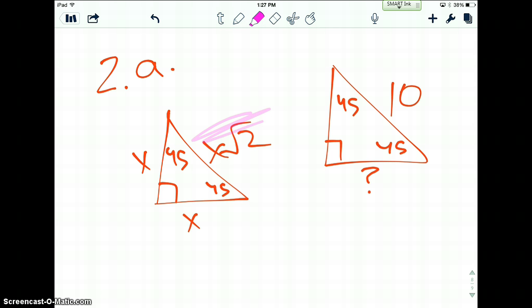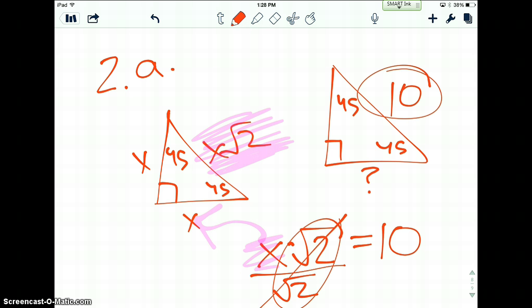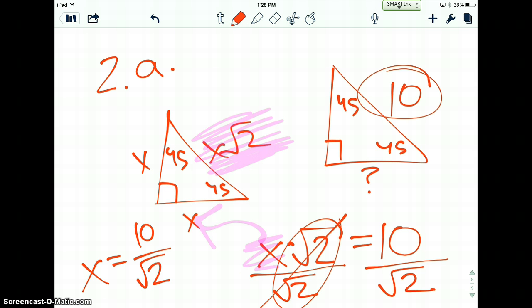So in this case, I can see that my x root 2 is worth 10. So I'm going to make that an equation. X root 2 is worth 10. From there, I would solve for x, because x is what one of my legs is worth. To get rid of a root 2 that's being multiplied, I'm going to divide by root 2. Root 2 divided by root 2 is 1, so those will cancel. And I'm going to do that to the other side. So the x value is 10 over root 2, which you could calculate out to be a decimal.